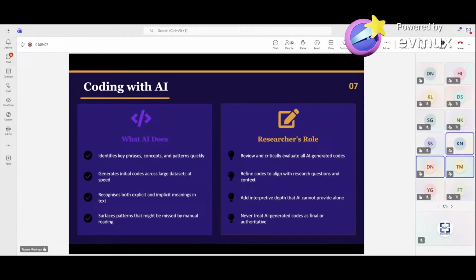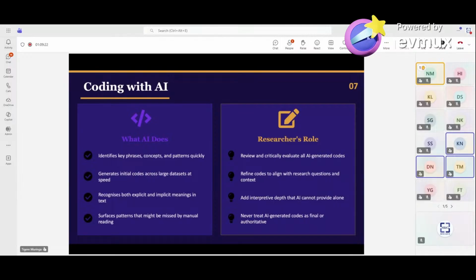Then coding with AI, right? So what AI does, right? I see there is a hand. We'll take the hands between this stage and moving on to the practical demonstration.